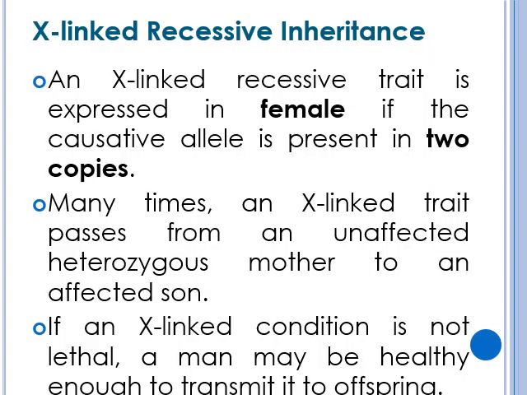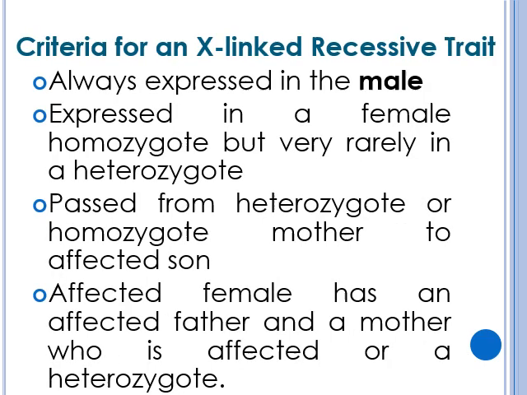So what is X-linked recessive inheritance? An X-linked recessive trait is expressed in a female if the causative allele is present in two copies. When recessive, two copies are needed, so both mother and father must have it for the effect to appear. Many times an X-linked trait passes from an unaffected heterozygous mother to an unaffected son. The criteria for an X-linked recessive trait: always expressed in males. Why? Because a male has only one X.